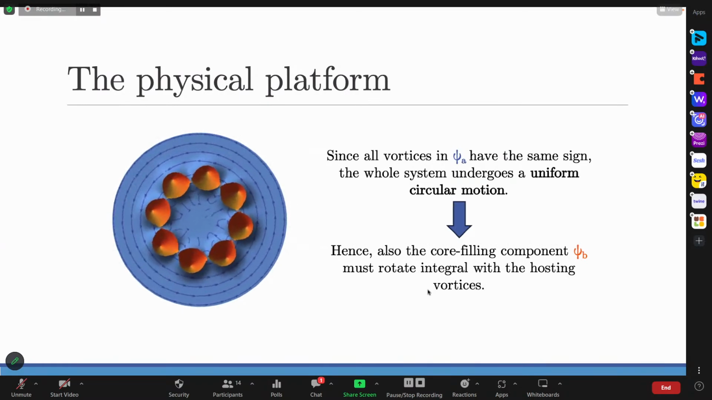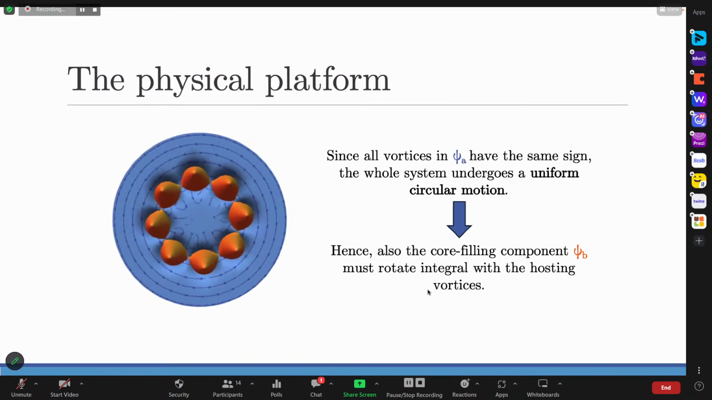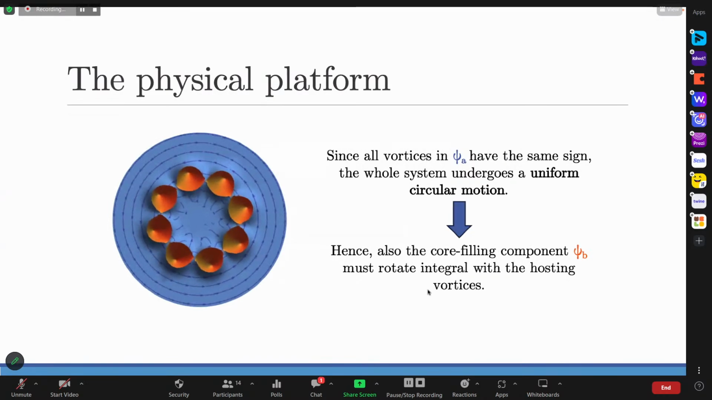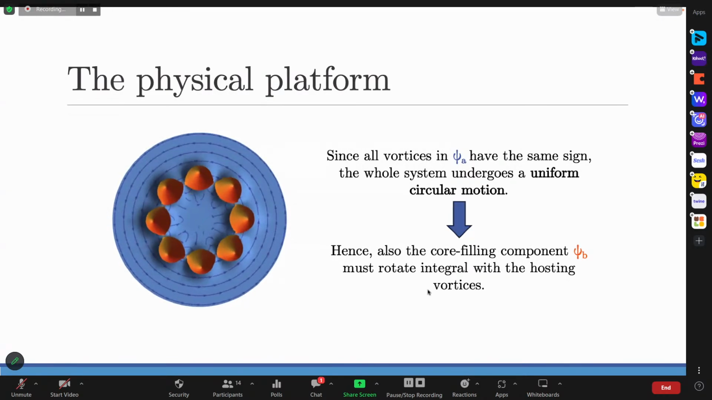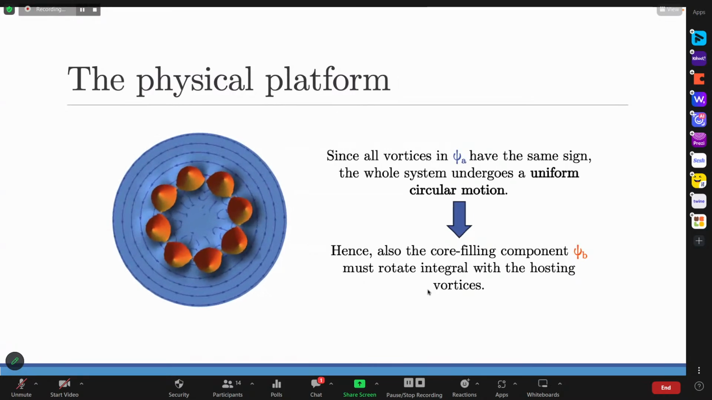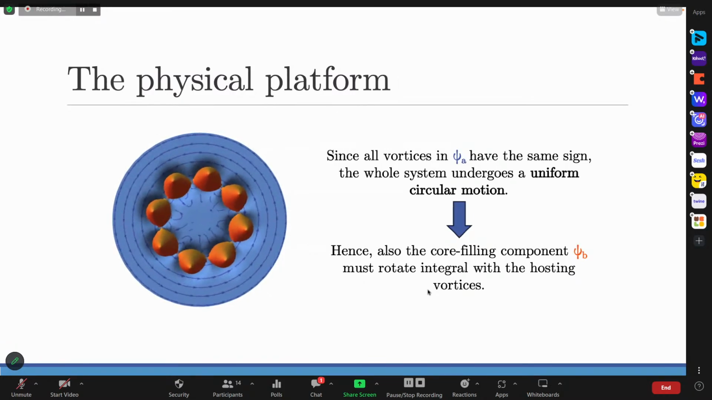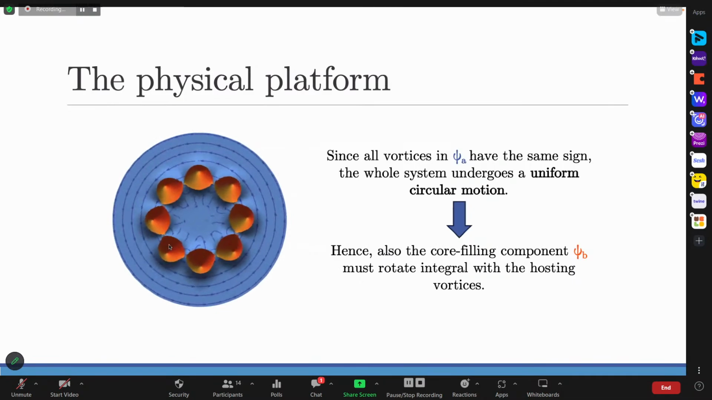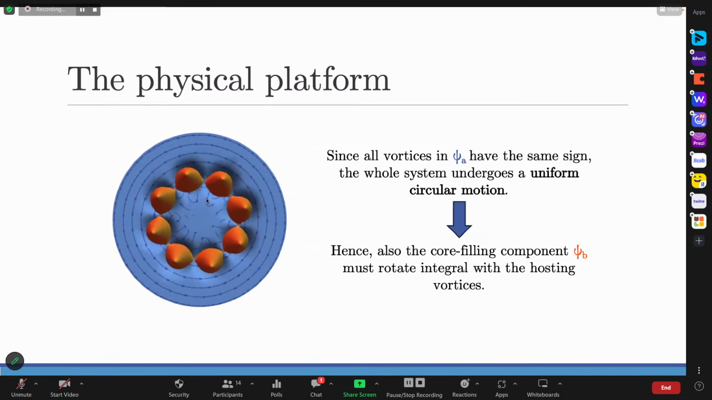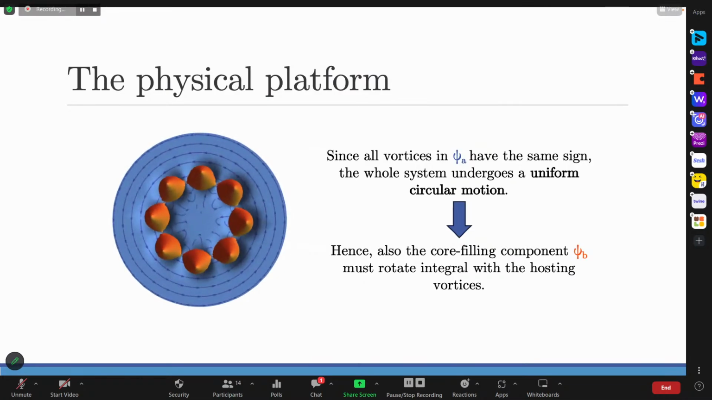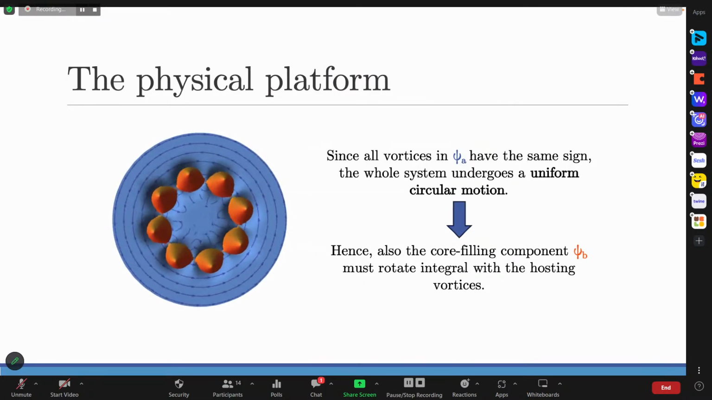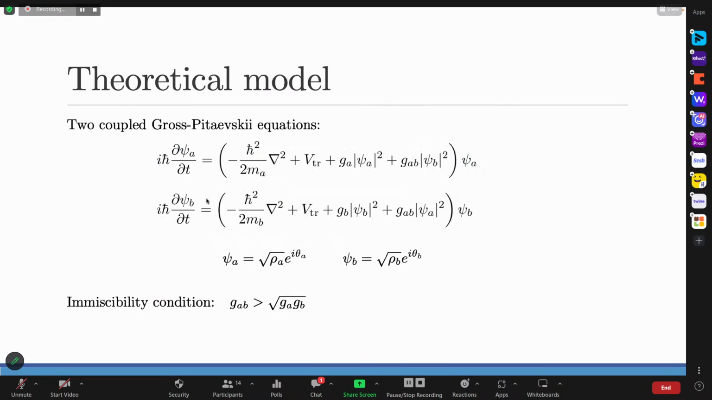And as a consequence, also the core filling component, Psi-B, must rotate together with the hosting vortices. So the two motions should be synchronized. And the only way for these orange peaks to rotate is to have ghost vortices. So ghost vortices are really necessary to support the overall dynamics of the system.